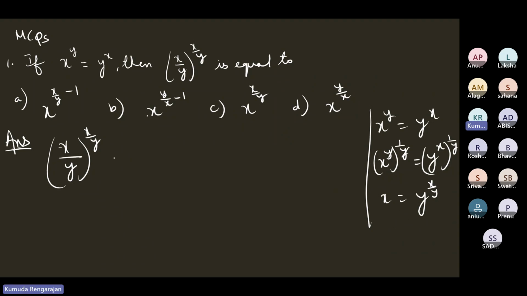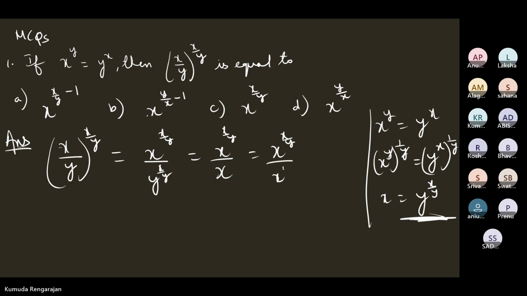Okay, we have this result. Now come back to what is given here. It is equal to x to the power x by y divided by y to the power x by y. What is y to the power x by y? See, this one is nothing but x. Now bases are same, and x means x to the power 1. Now bases are same and it's division, so we have to subtract the powers. So x to the power x by y minus 1.